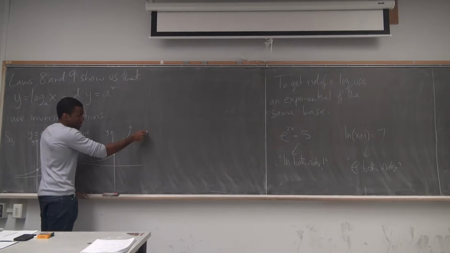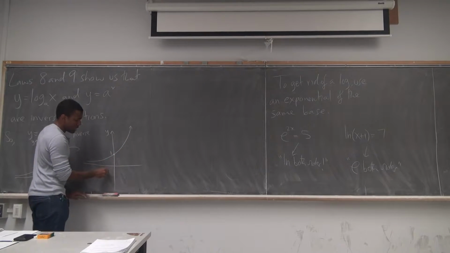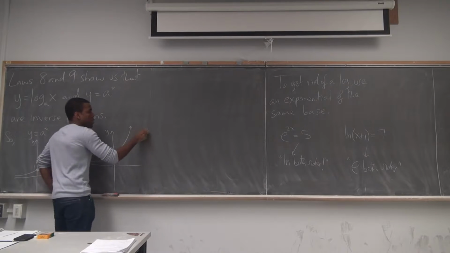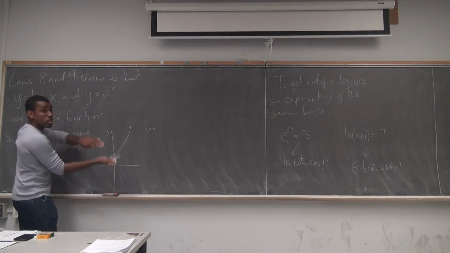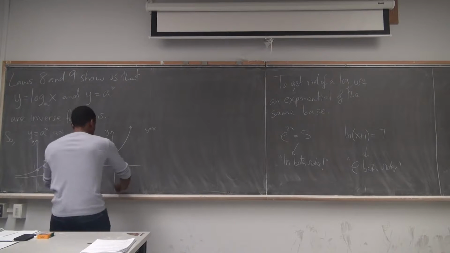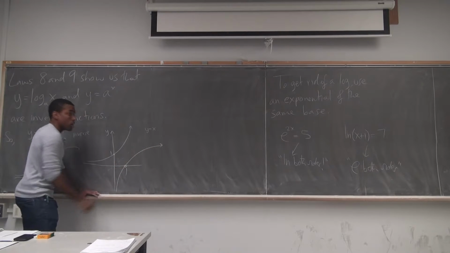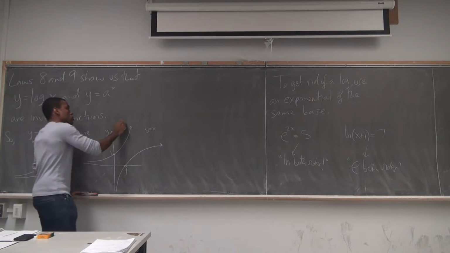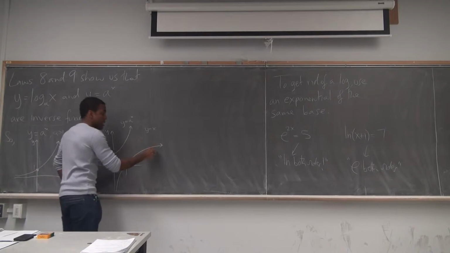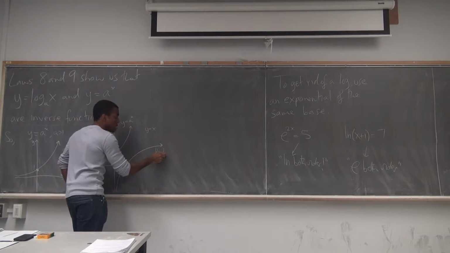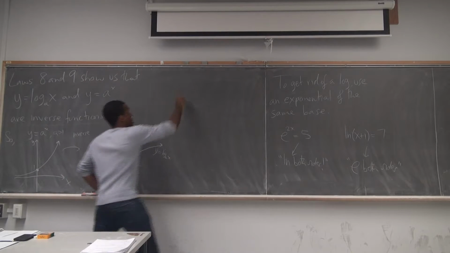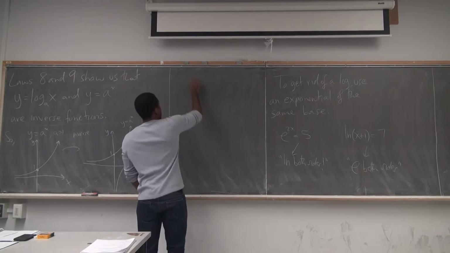Graphically, what happens? That means a reflection in the line y equals x. So I'm going to take the line y equals x, and I'm going to mirror this over it. What I end up with is a graph that looks like that. That passes through 1. So if this is y equals a to the x, then that guy is actually the graph of y equals log to the base a of x. And so that gives us the graph.